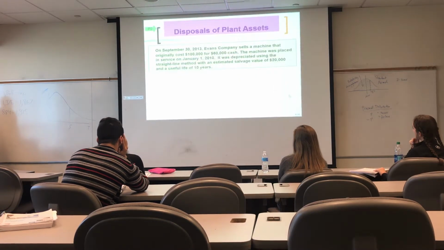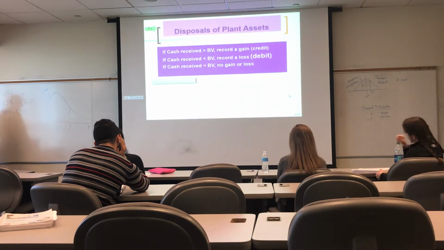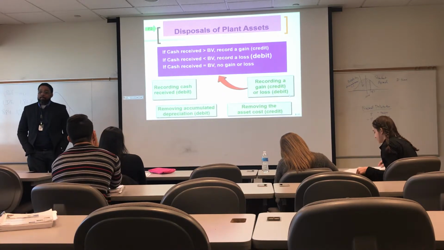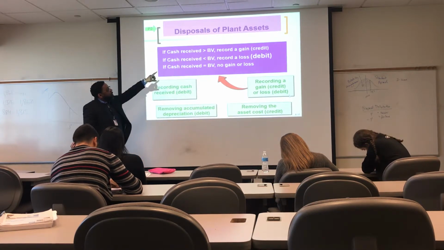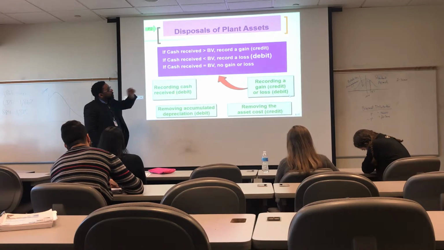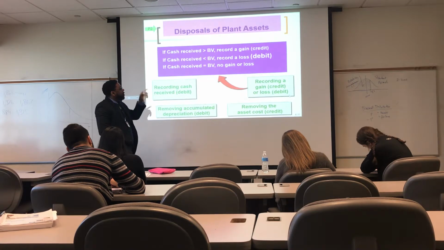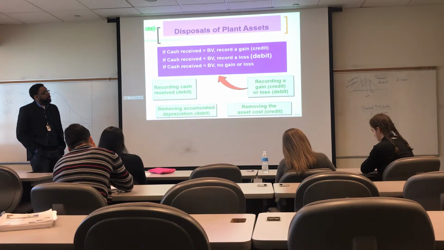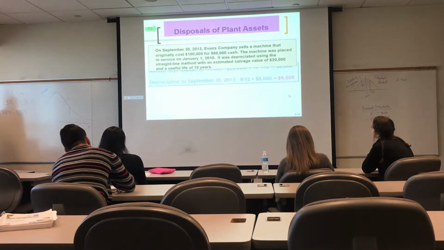I'm worried about the disposal of an asset. Yeah, let's talk about disposal. Disposal of an asset is when you sell or get rid of the asset at the end of its useful life or sometime afterwards. If the cash you receive is more than the book value, then you have a one-time gain, so you need to record a credit. If the cash you receive is less than the book value, then you need to record a loss, or a debit. If they're equal, then you just broke even, so no gain or loss.